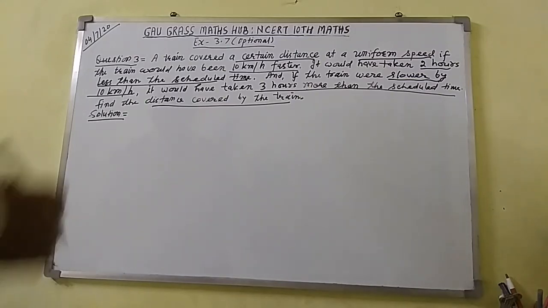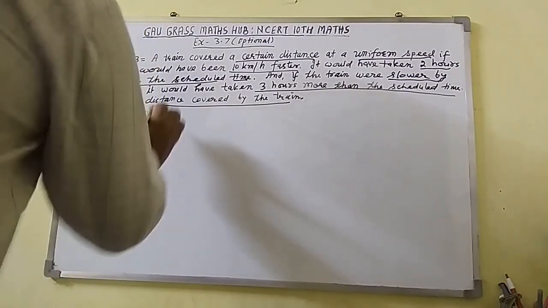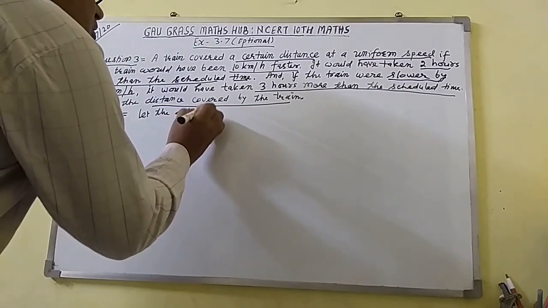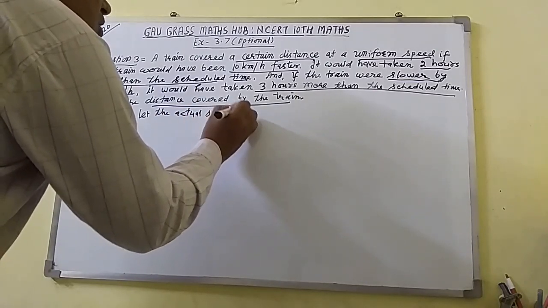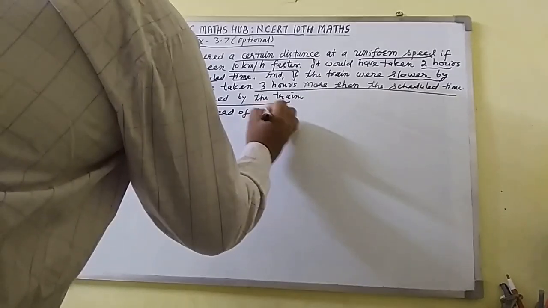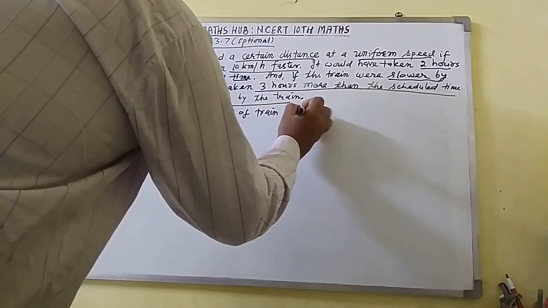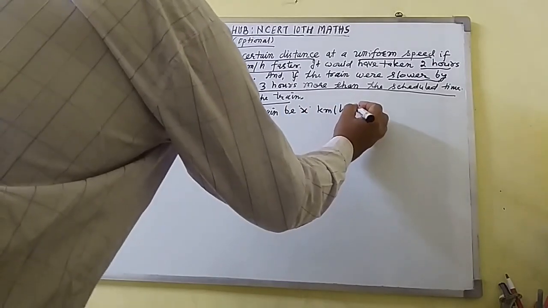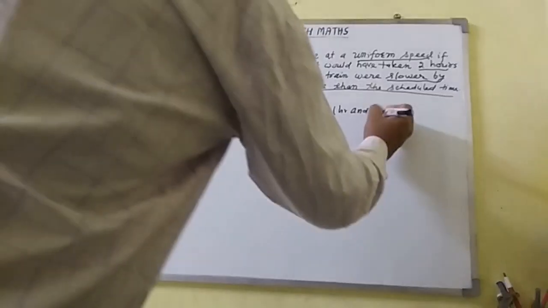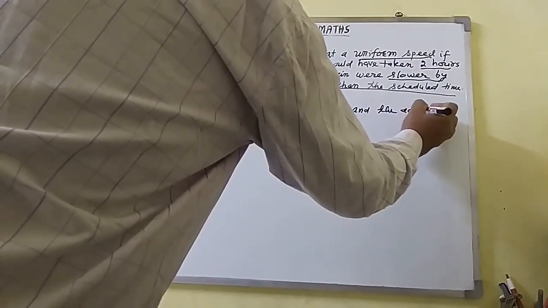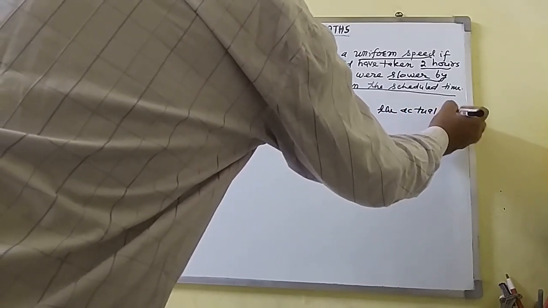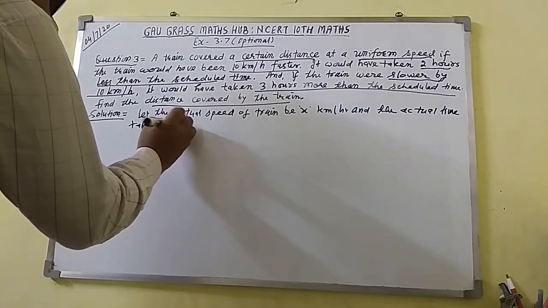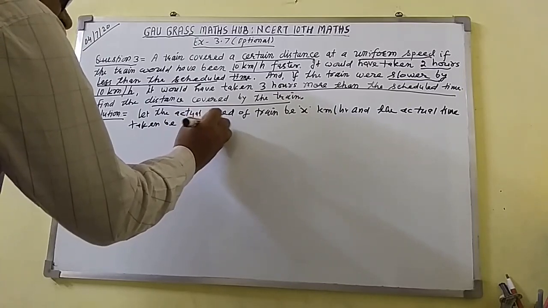Here, the solution will be: let the actual speed of train be x kilometer per hour and the actual time taken be y hours.